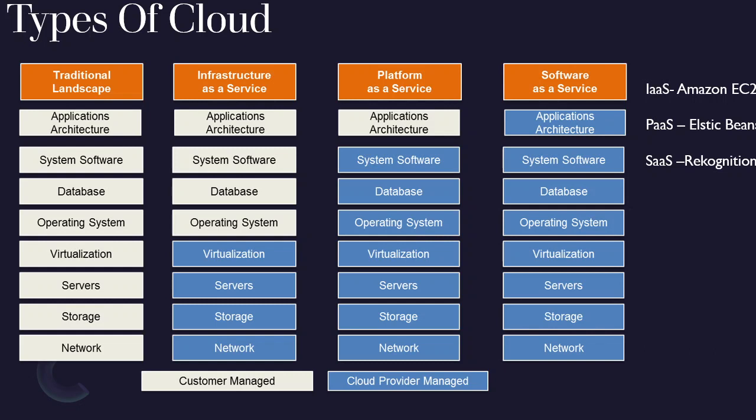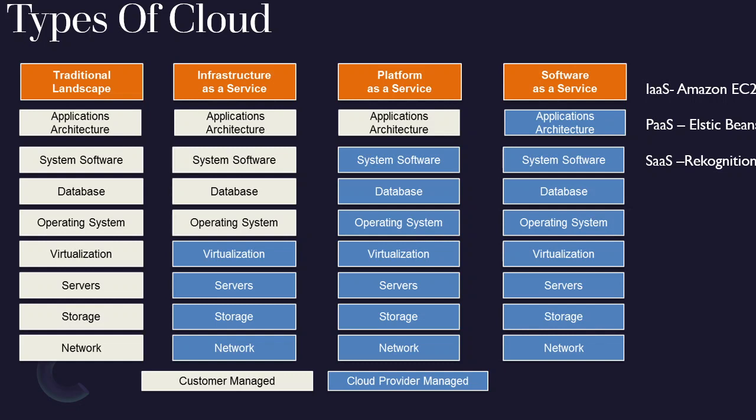Good. So, types of cloud. We have seen the deployment models. There are 3 deployment models: private, hybrid, and public cloud. Now the types of cloud: you also have the traditional landscape, infrastructure as a service, platform as a service, and software as a service. The traditional landscape we all know.